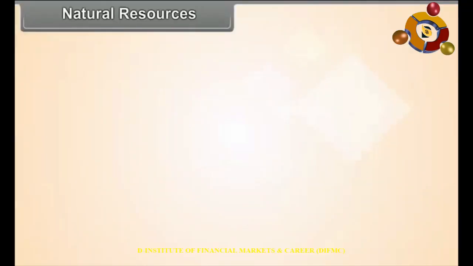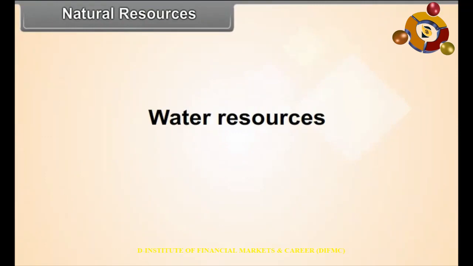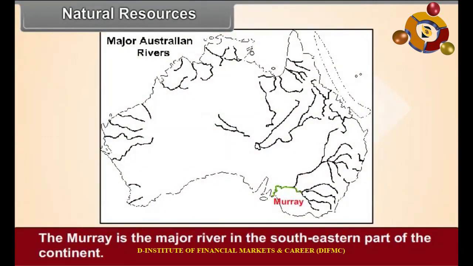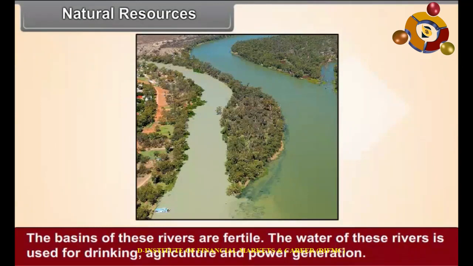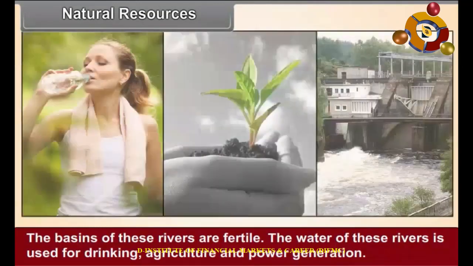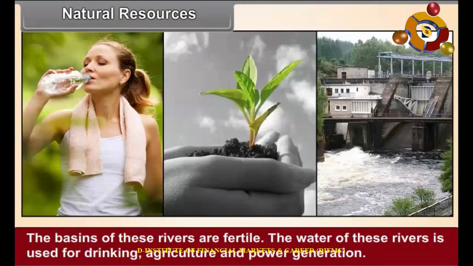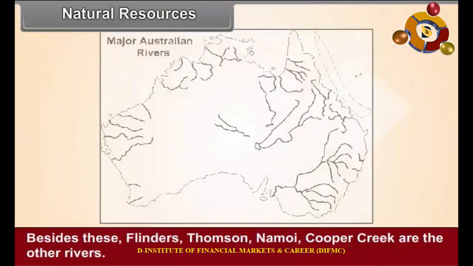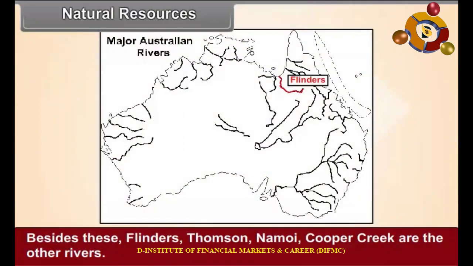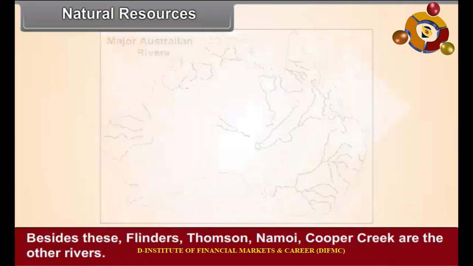Natural resources. Water resources. The Murray is the major river in the southeastern part of the continent. The Darling is its tributary. The basins of these rivers are fertile. The water of these rivers is used for drinking, agriculture and power generation. Besides these, Flinders, Thomson, Namoi, Cooper Creek are the other rivers.